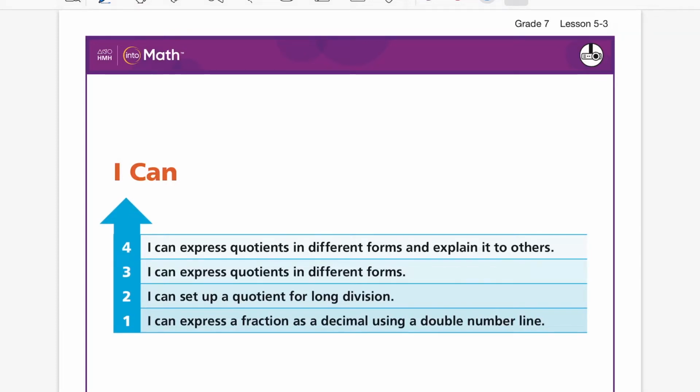Here is grade 7, module 5, lesson 3. Our I can statement for today is I can express quotients in different forms.